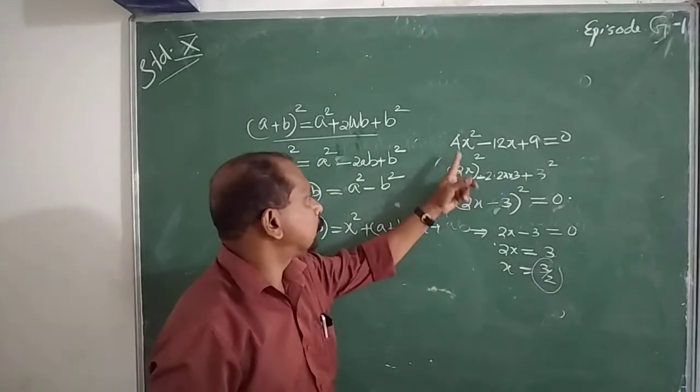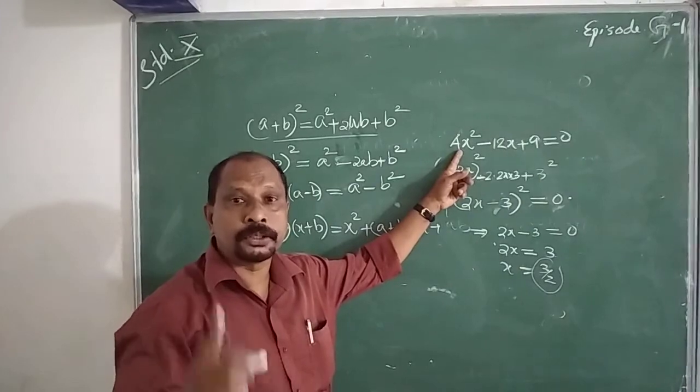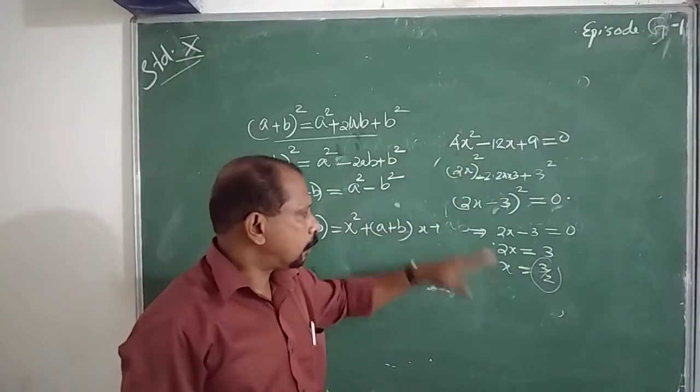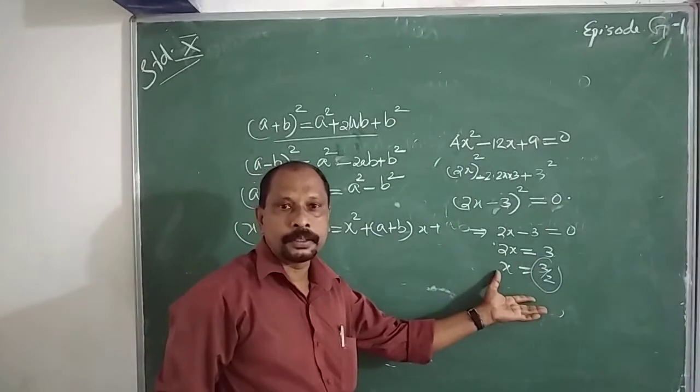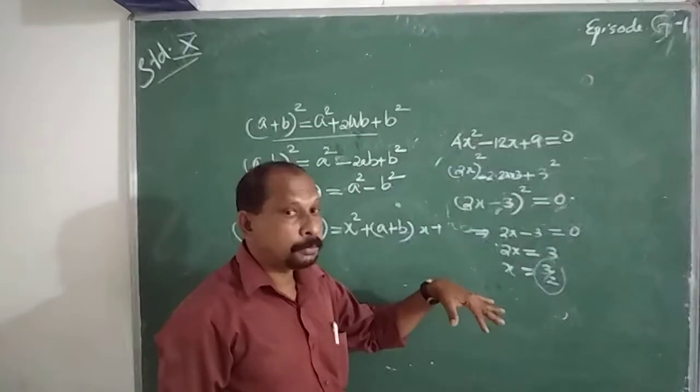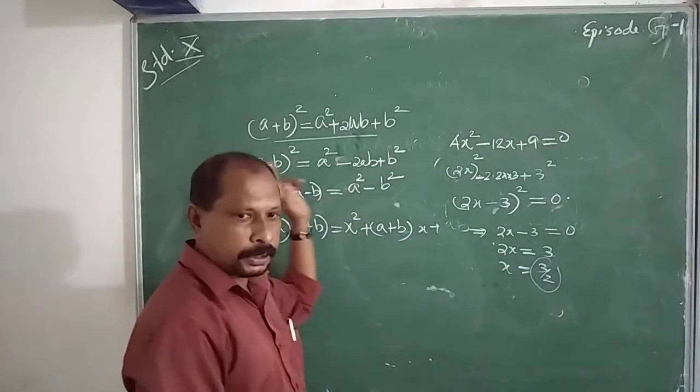That means it is a fraction. Therefore, actually 3 by 2, also 3 by 2. That is another solution, using which method? Factorization method.